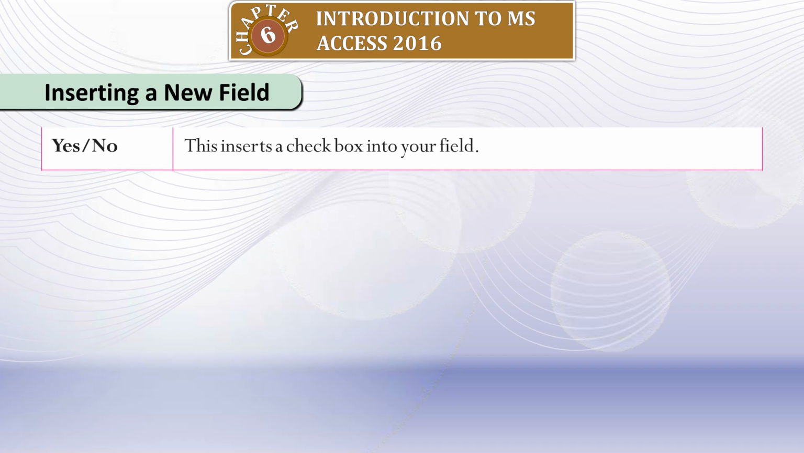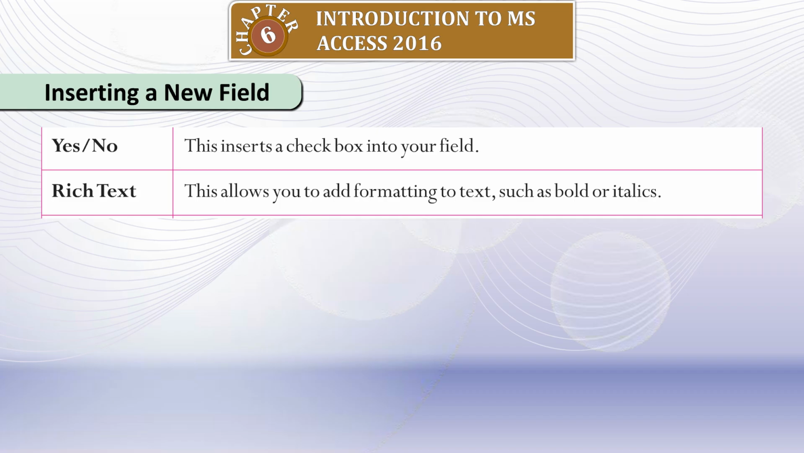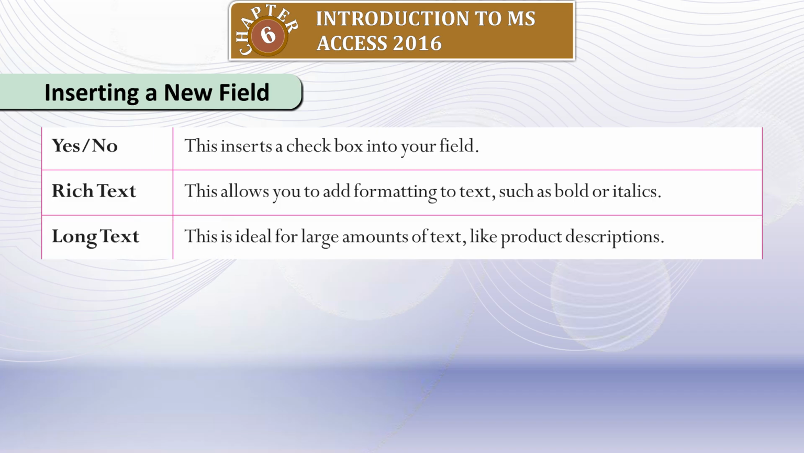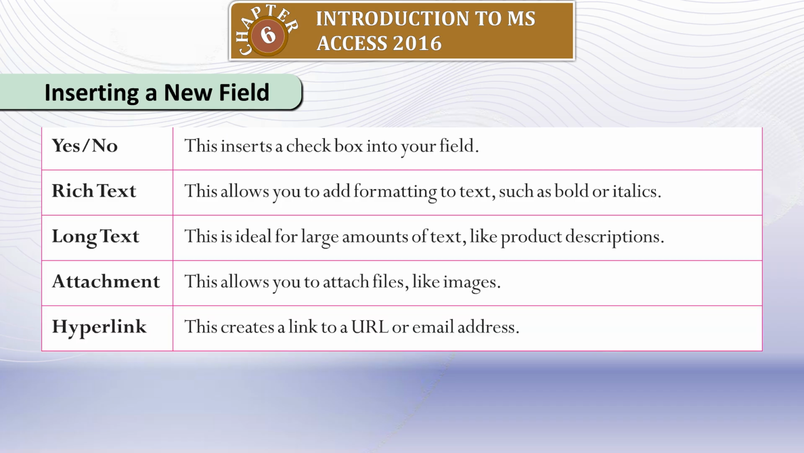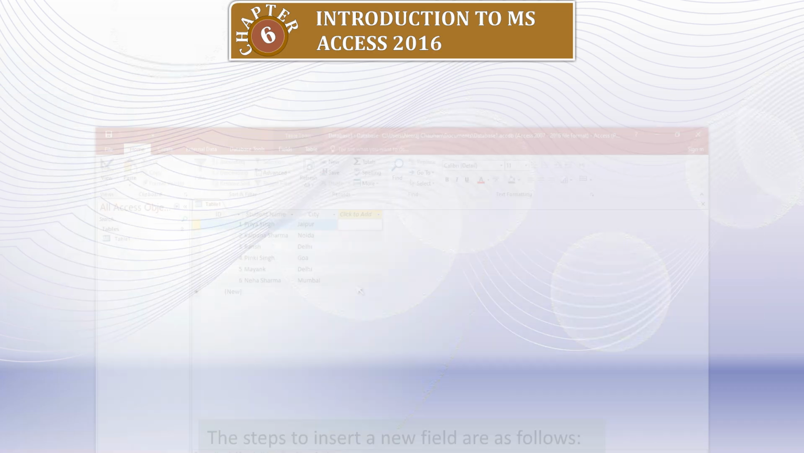Yes or no. This inserts a checkbox into your field. Rich text. This allows you to add formatting to text such as bold or italics. Long text. This is ideal for large amounts of text like product descriptions. Attachment. This allows you to attach files like images. Hyperlinks. This creates a link to a URL or email address.